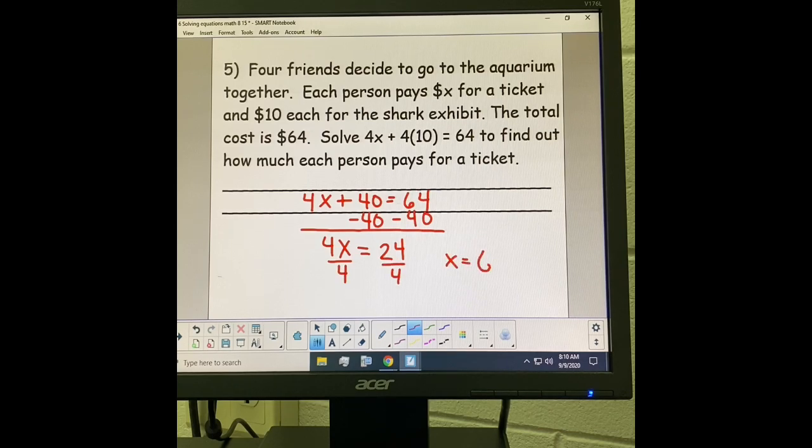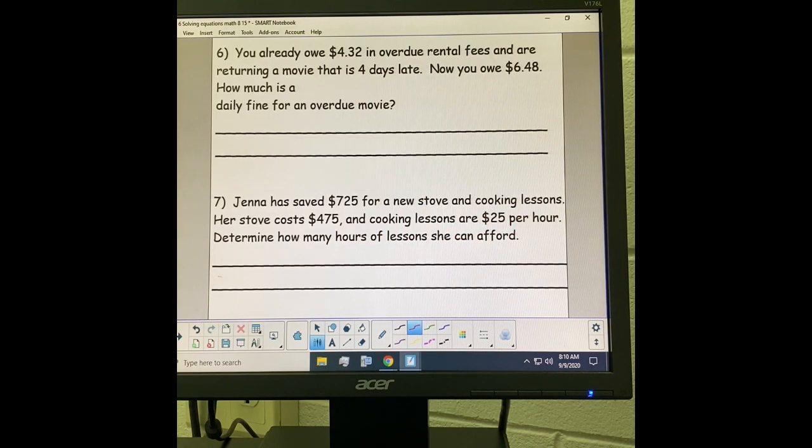Just a few reminders here about word problems. Again, you have to read the questions very carefully and pull out key information. When you're answering word problems, you should have words in your answers. For example, we needed to say for question number 5 that it cost $6 per ticket.